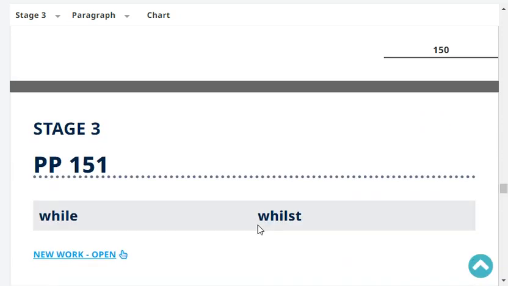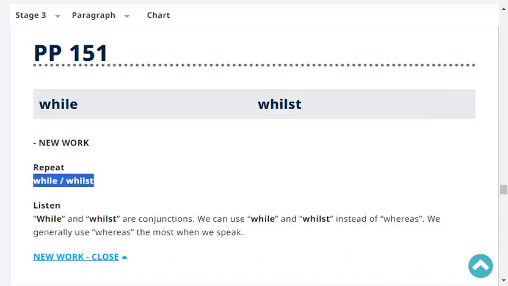Okay. Next. Repeat while, whilst. Very good. Okay. Listen. While and whilst are conjunctions. So conjunction means it connects two sentences. We can use while and whilst instead of the word whereas. So the words whereas, while, and whilst mean the same. We generally use whereas the most when we speak. So most common is whereas.